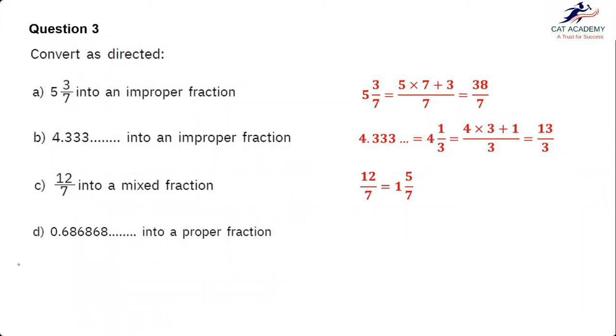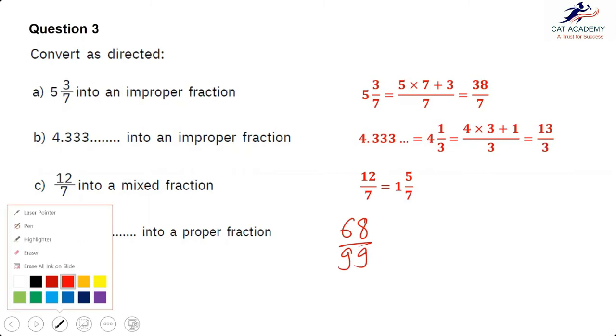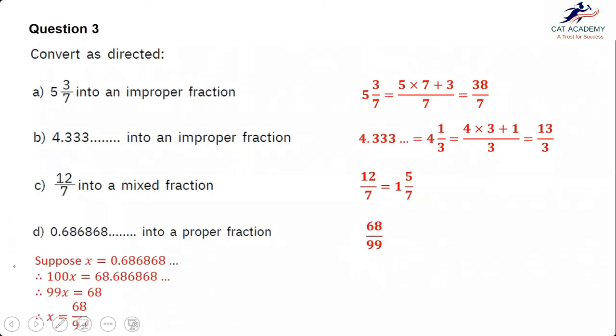Six eight six eight six eight into a proper fraction. Straight away, can you tell me? It will be 68 by 99. Yes, that's it. Straightforward. Okay? Clear? Can we go to next?